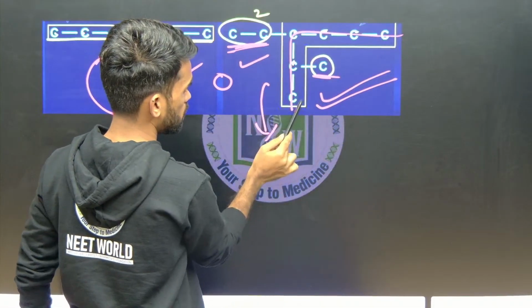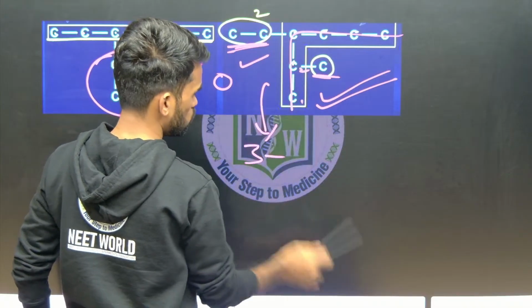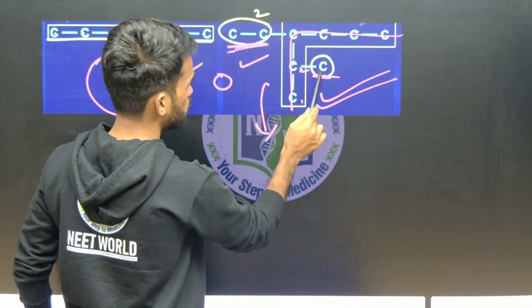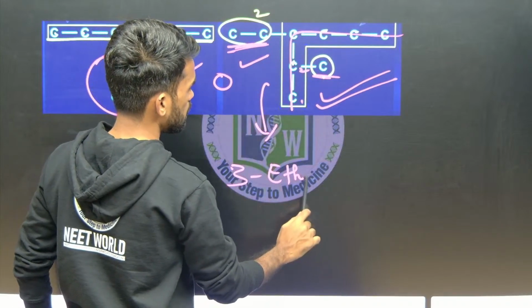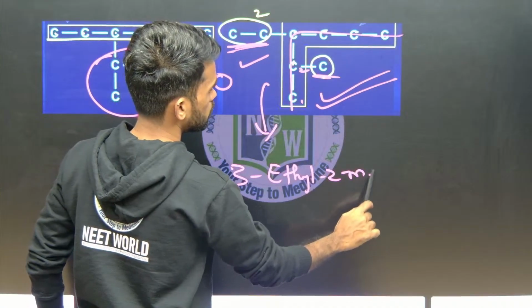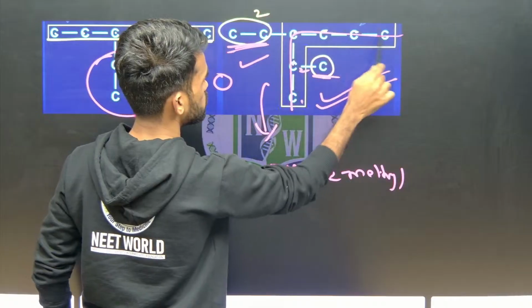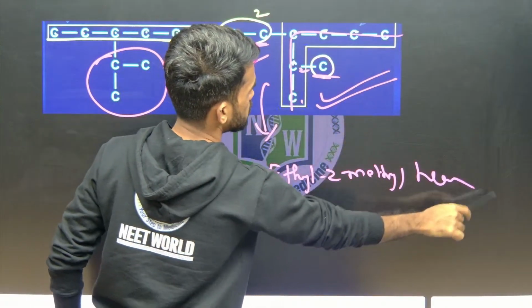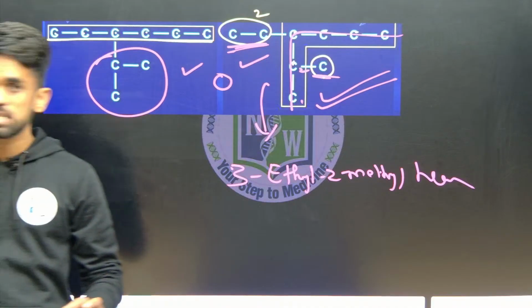So numbering from here, because of the lowest sum rule, 1, 2. So you will get 2 methyl. What is the name? 2 methyl here and 3 ethyl. So you can write 3 ethyl, 2 methyl, 6 carbons, 1, 2, 3, 4, 5, 6, hexane. That's it. That will be the answer for the question. Hope the discussion is clear.